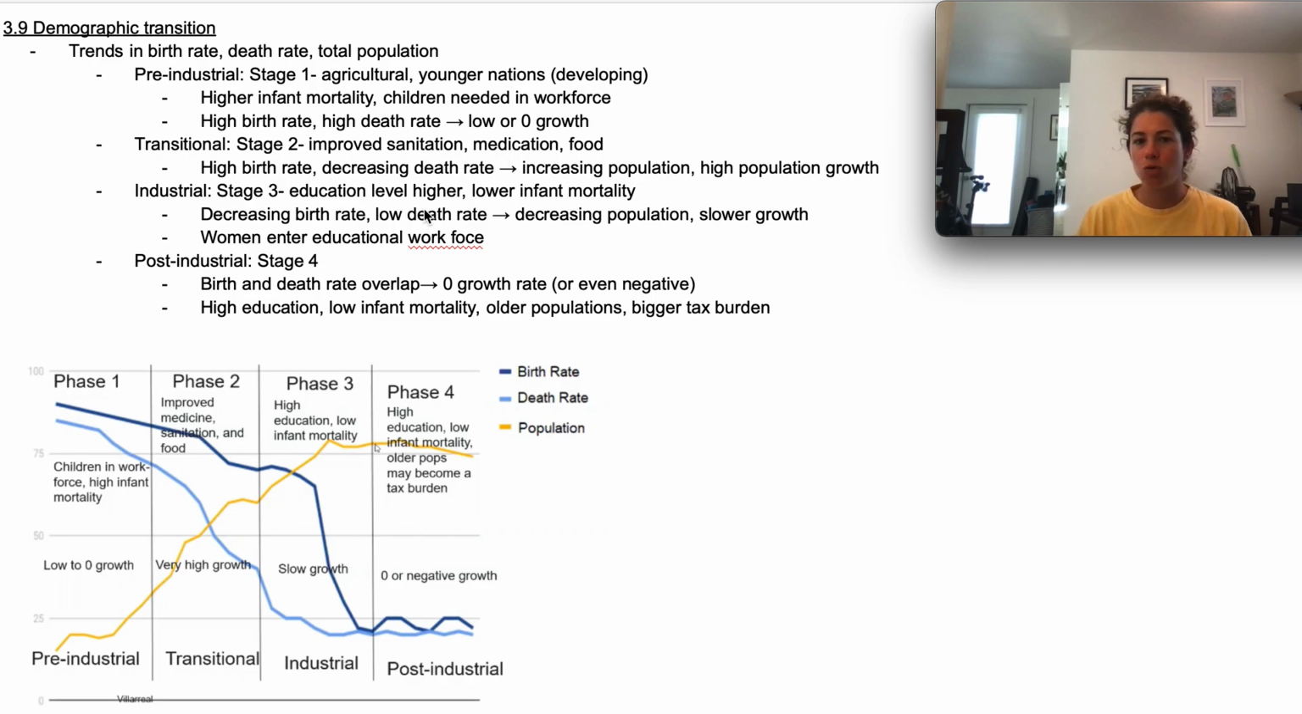And our last stage was stage 4. Now our birth rate is low, our death rate is low, so you can have a 0 or potentially even a negative growth rate. We have high levels of education, very low levels of infant mortality, potentially older populations with a bigger tax burden on the young.